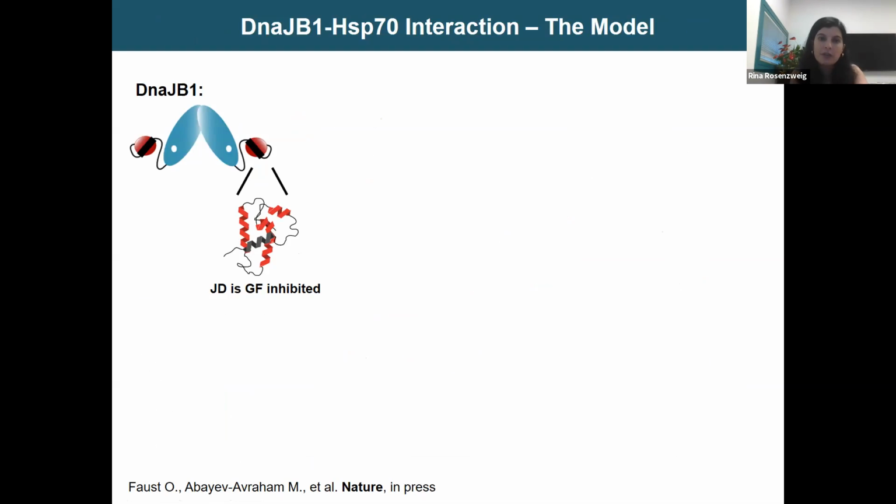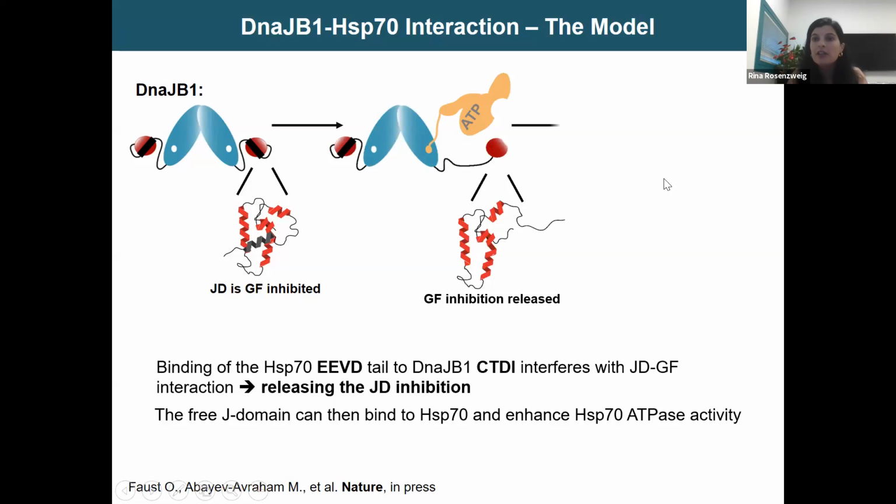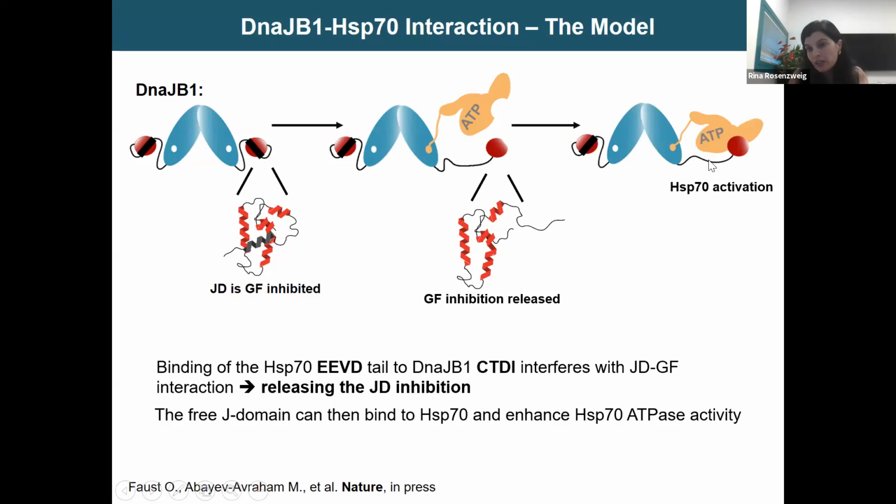domain proteins interact with HSP70. So in DNAJB1, we have this GF inhibition blocking the HSP70 binding site. And only when HSP70 binds, first through its C-terminal tail to CTD1, this causes steric interference that eventually causes the release of the J domain and unfolding of helix 5. And now this J domain is free to bind to HSP70.